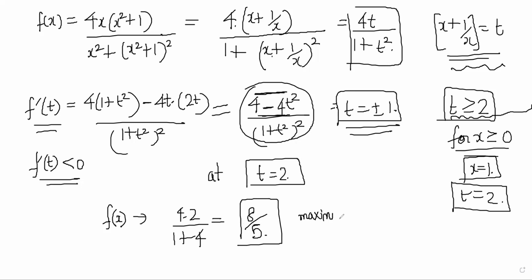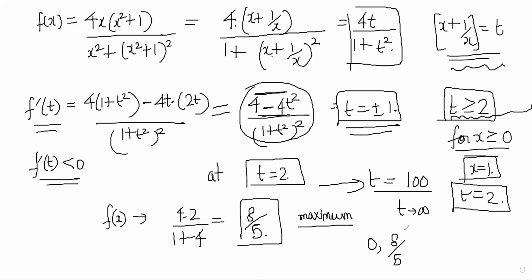As you go further and further away, t becomes say 100, you will get smaller and smaller values, approaching 0. As t tends to infinity, f(t) will approach 0, right? So 0 to 8 by 5. Notice that 8 by 5 is still less than 2, which we had earlier gotten by AM-GM. So 0 to 8 by 5, that should be the answer.